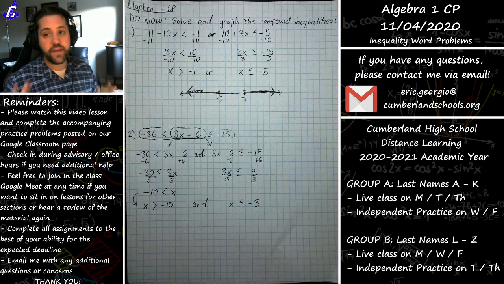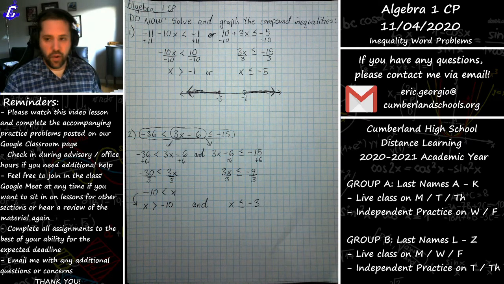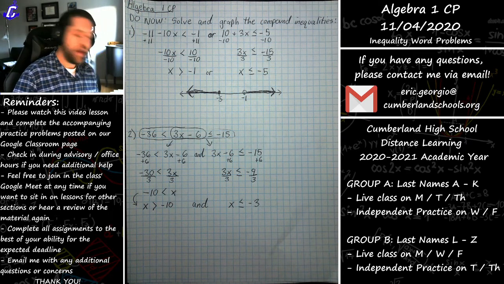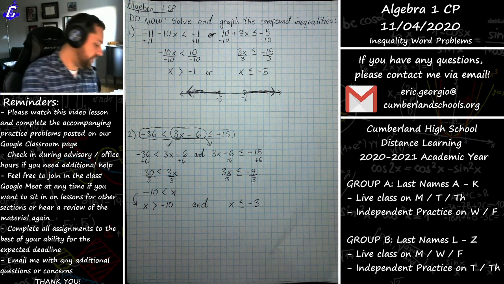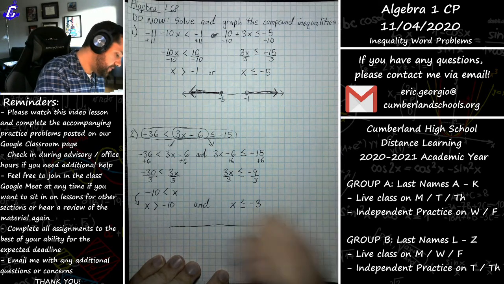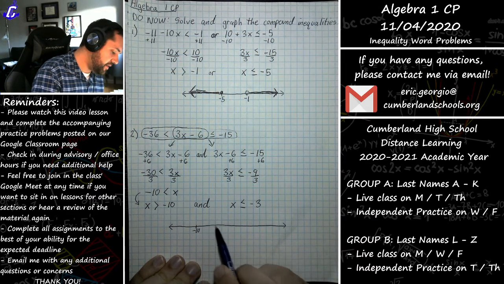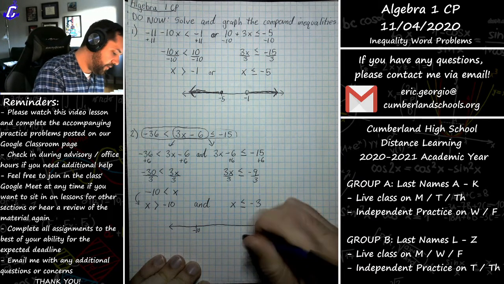So, with this being the case with an and problem, I need to find values for x that are both greater than negative 10 and less than or equal to negative 3. No problem. We can use a number line to figure that out. Okay. Suppose that negative 10 is right here. That means we'd have negative 9, 8, 7, 6, 5, 4, 3. Negative 3 would be here.